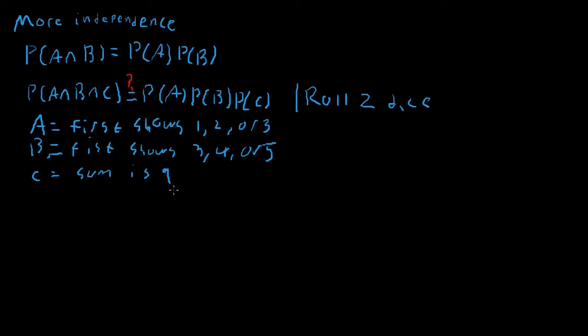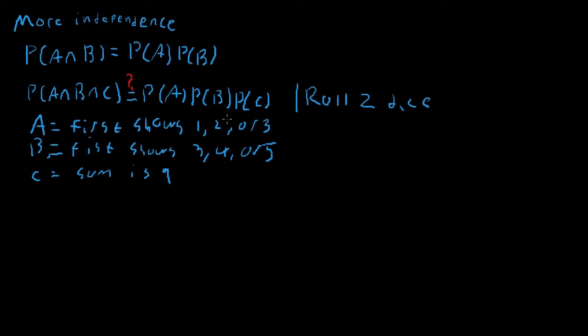Okay, well, I think you could agree that these aren't independent, because if I knew that the first die showed a 1, 2, or a 3, you would probably say it's less likely that the sum is a 9 than if I didn't tell you that, since it could only be a 9 if I actually got a 3. And you can work out the probabilities if you're still not sure.